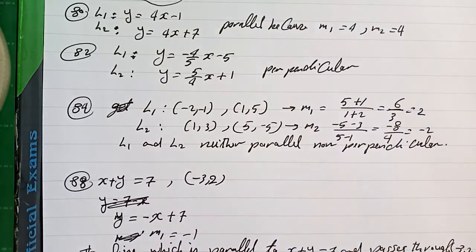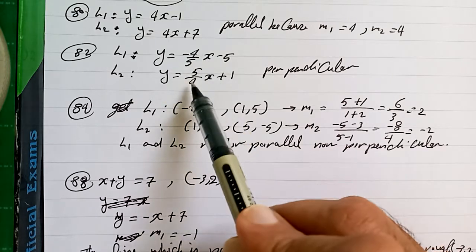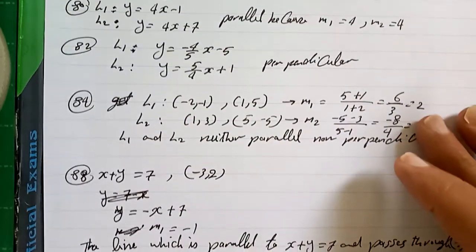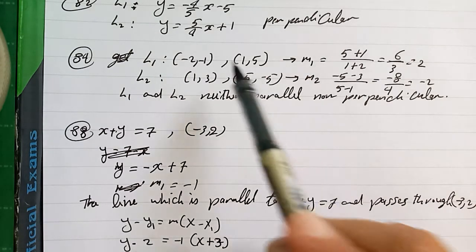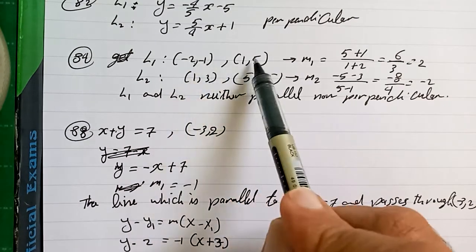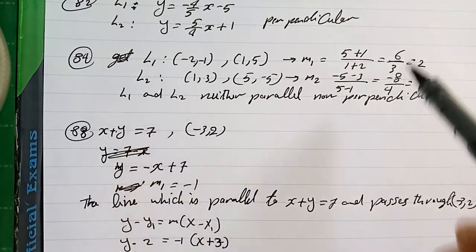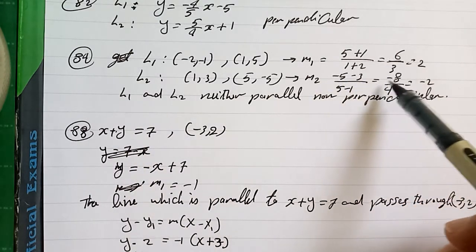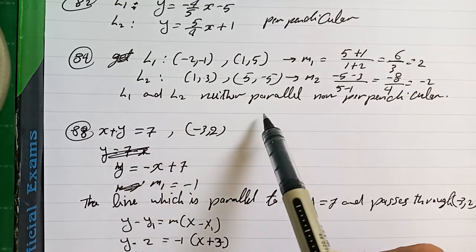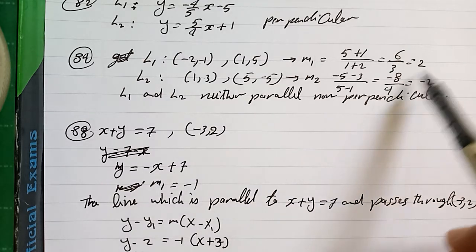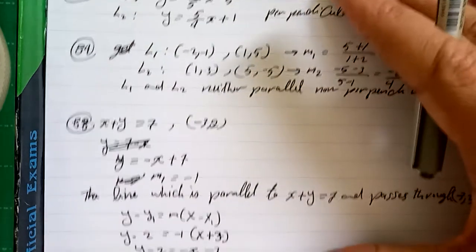In 82, look, this is negative 4 over 5 and this is 4 over 5. This is the negative reciprocal of this. So these 2 lines are perpendicular. In 84, you have 2 lines passing through 2 points, this one and this one. First, get the slope of the first one and the slope of the second one. Look at these 2 slopes. They are neither parallel nor perpendicular, because they are neither equal nor negative reciprocals of each other.